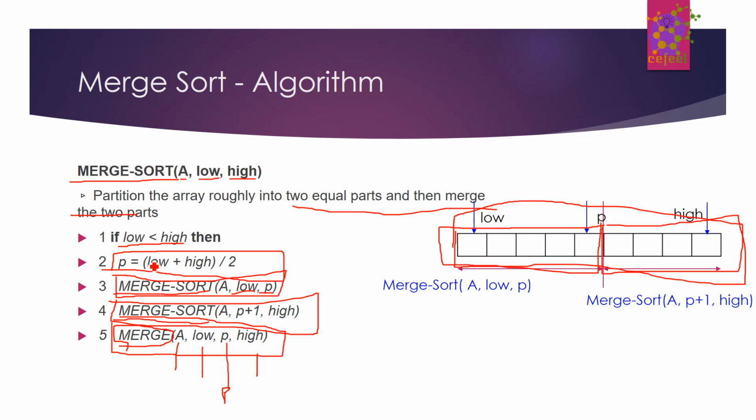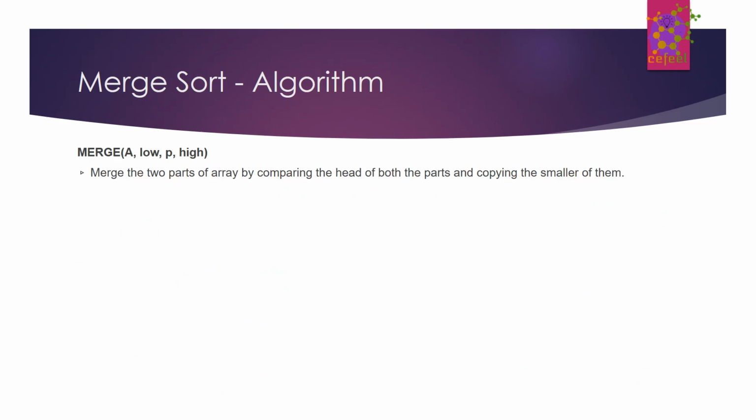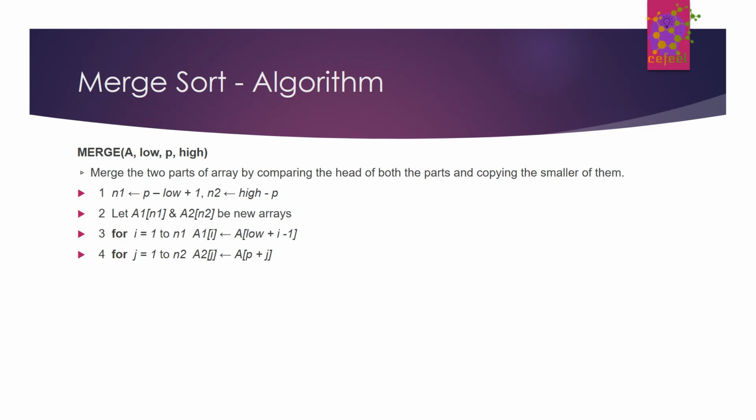Alright, so now let's see what merge does. What merge does is merge two parts of the array by comparing the head of both the parts and copying the smaller of them, and it repeats the same process. Now this is where we need additional space. In the merge procedure call, even though we have the original array A, we will need that much additional space to be able to do the merge, and that is what the first part of the merge does. So the first step is it initializes two variables, n1 and n2.